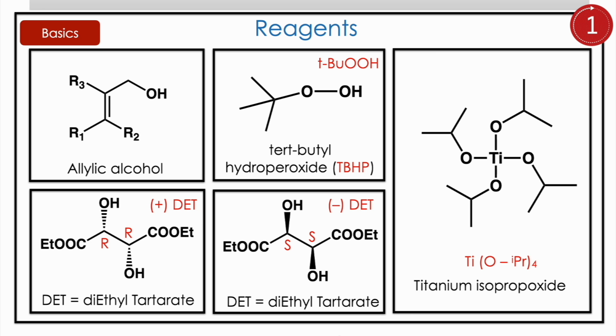Allylic alcohol, everyone knows, is 3 carbon with alkene. Tertiary butyl hydroperoxide is peroxide with tertiary butyl group. It can be mentioned as TBHP, BuOOH. Titanium isopropoxide means titanium with 3 oxygen with propyl groups, plus DET and minus DET. Plus DET means both R groups, alcohol below the plane. Minus DET means alcohol above the plane, 2S configuration. So you should master the reagent to master the synthesis.